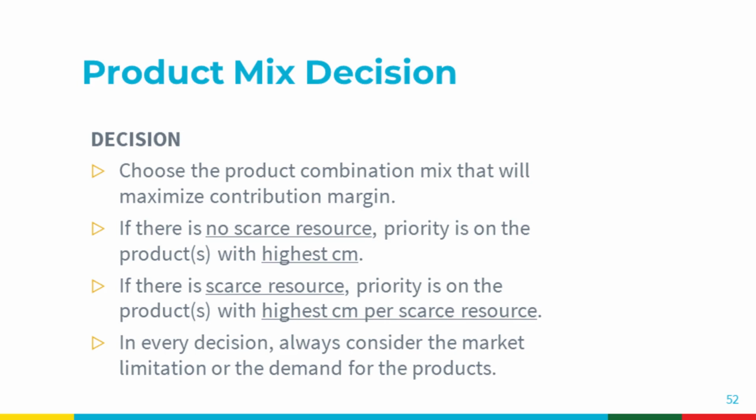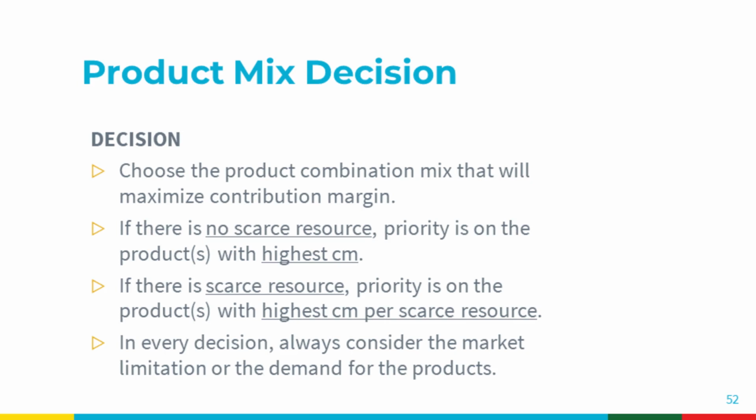Okay, here we have the following decision rules. First, choose the product combination mix that will maximize contribution margin. So that is your priority. Alamin mo anong product combination mix ang merong pinakamalaking contribution margin. Next, if there's no scarce resource, the priority is on the products with highest contribution margin. Okay, the competition is simple. If there's no scarce resource, just prioritize the product with the highest CM.